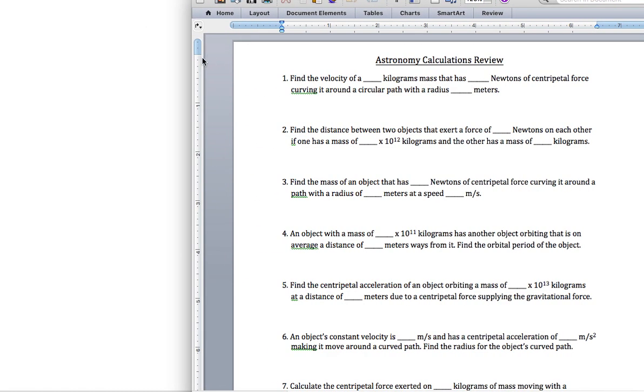So, first thing we want to know is what we're being asked: to find the distance between two objects. So before we write down anything that we're given, let's write down what we want to find, the distance. We're going to keep thinking of distance as an r, a radial distance, because our objects are moving in circular paths.